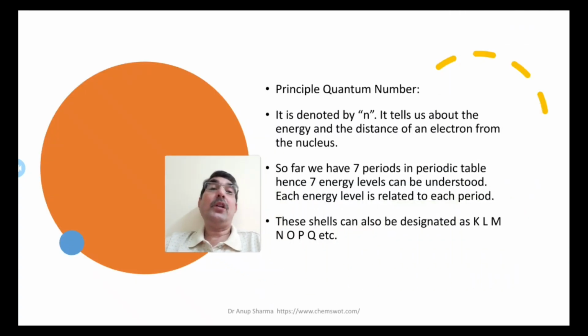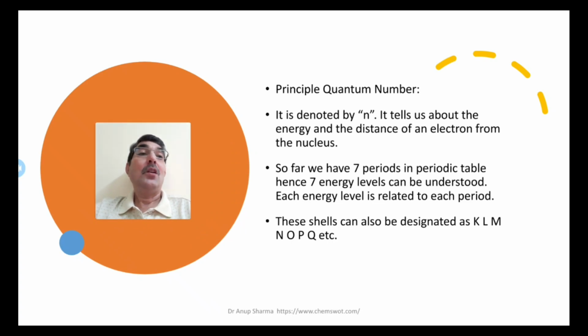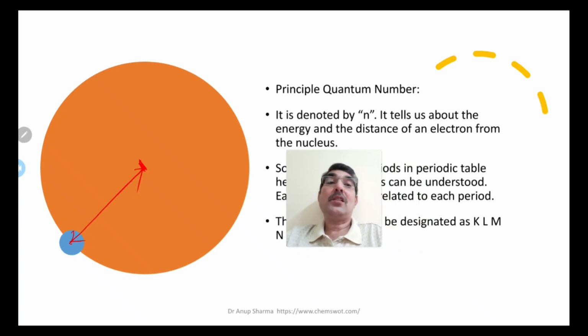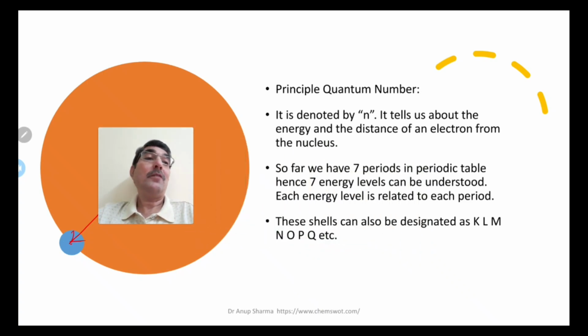The first one is the principal quantum number. The principal quantum number is denoted by small n, and it tells us about the energy and distance of an electron from the nucleus. For example, here this is the electron, and the distance from the nucleus, how far the electron is, is given by the principal quantum number.